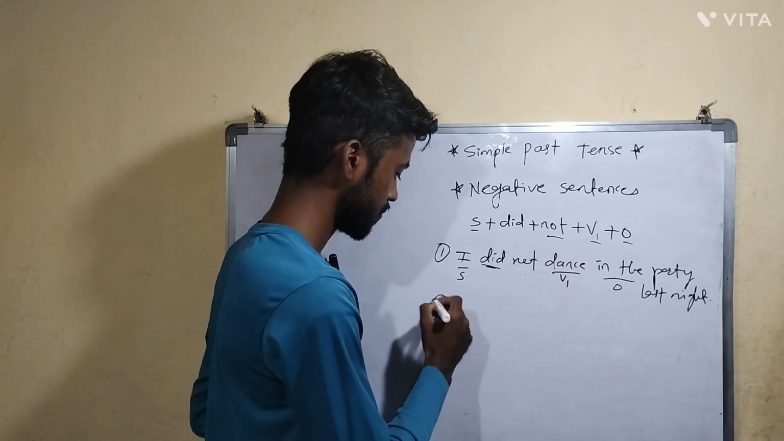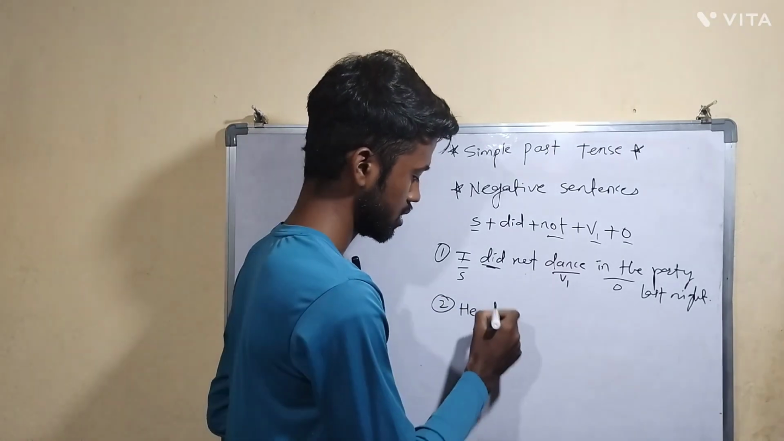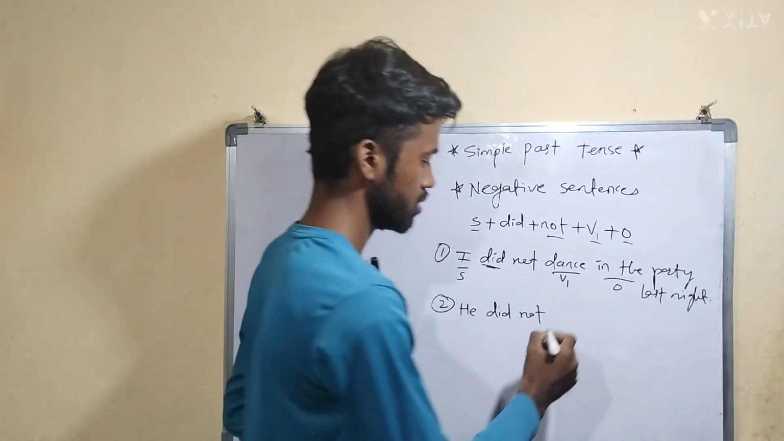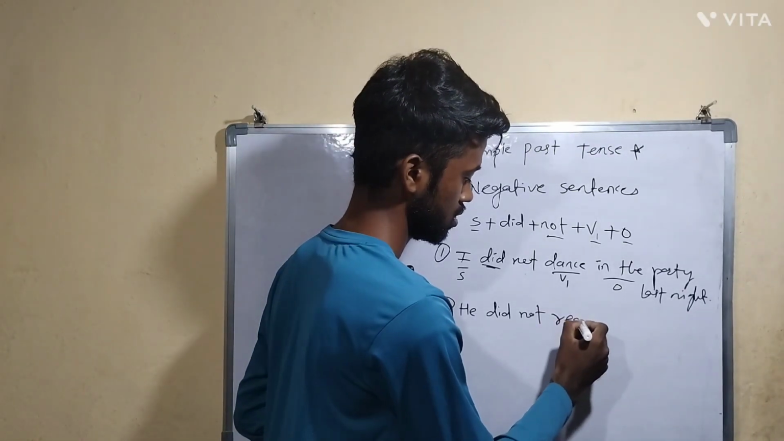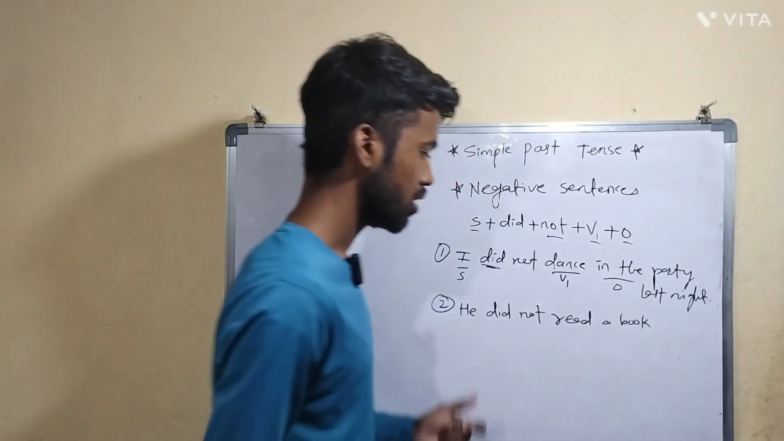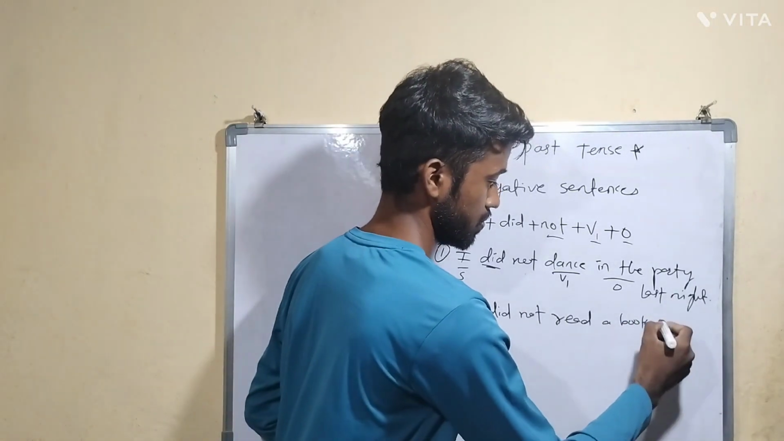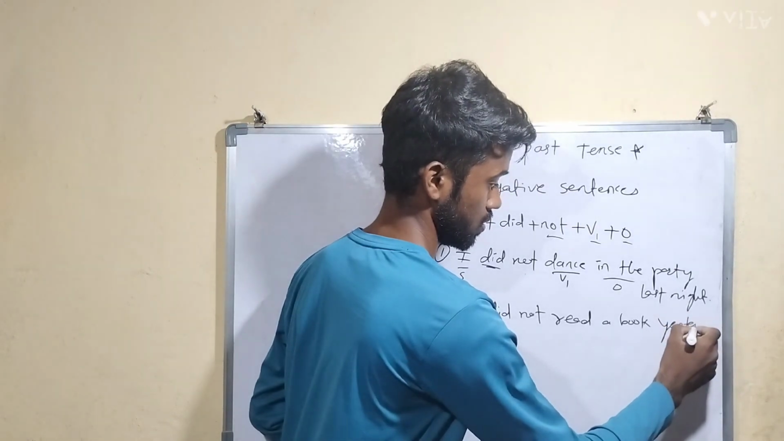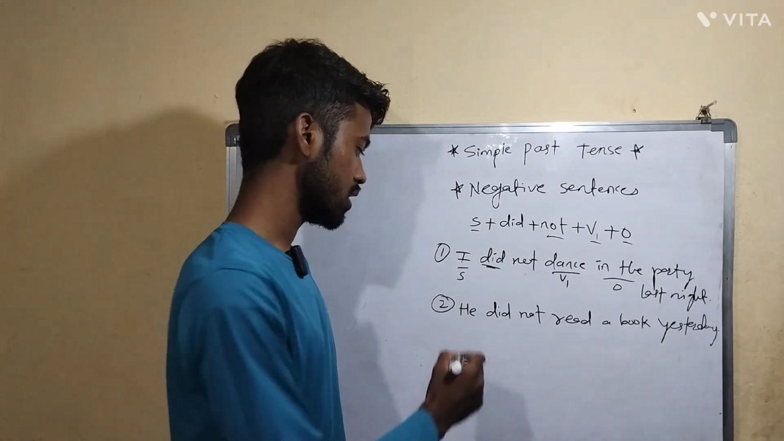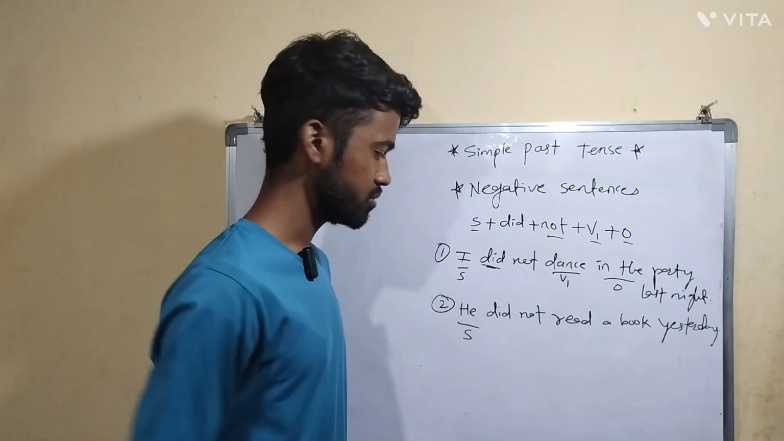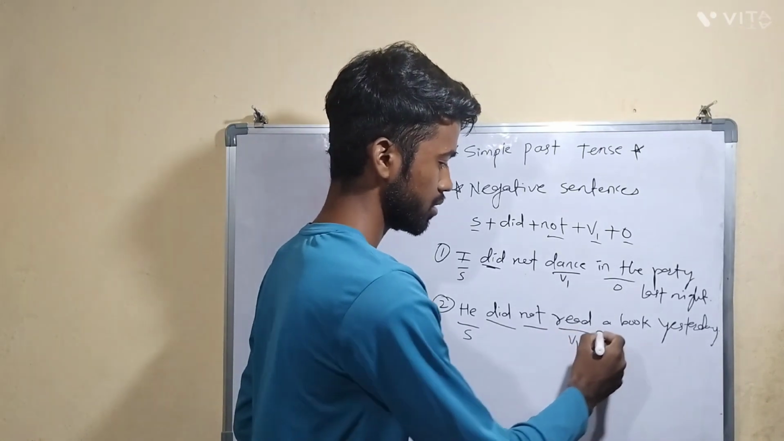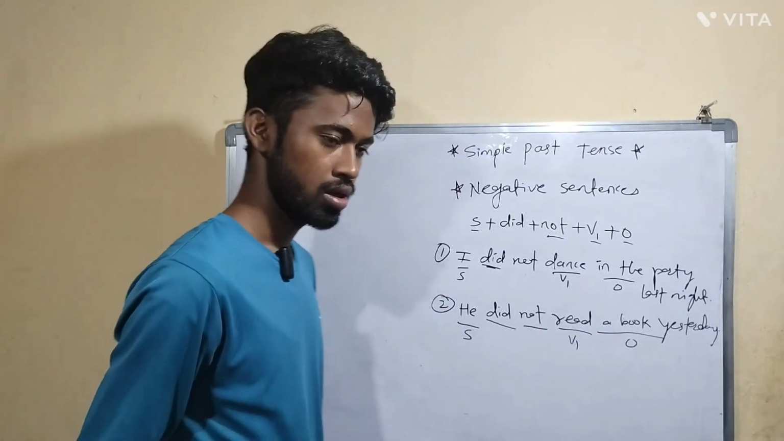Now second, he did not read a book yesterday. So here see, what is the subject? He is the subject. Did not for negative. Read is the first form of verb and the remaining part is object.